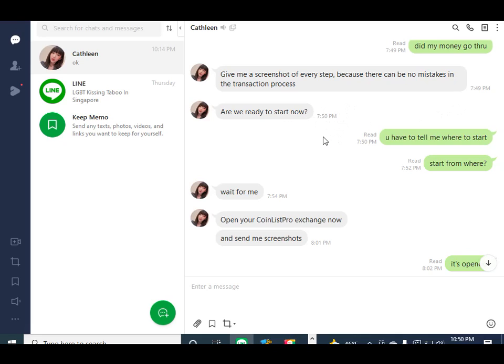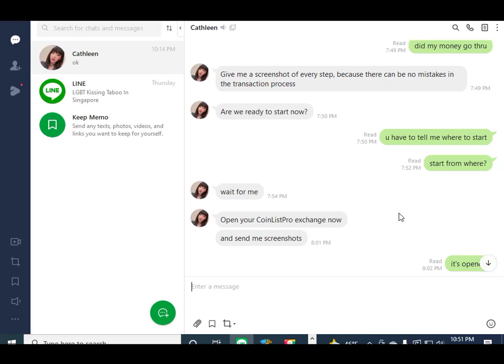Are you ready to start now? And I say, you have to tell me where to start. Start from where? Wait for me. Open your Coinlistpro. So this will be coinlistpro.com. That's where you do it. Where you register for that account and where you have your funds already in there waiting for you, so you can do the trading.